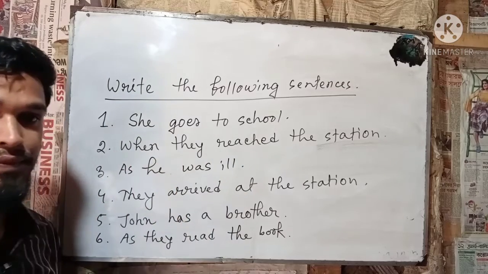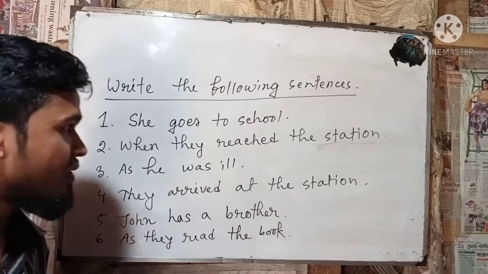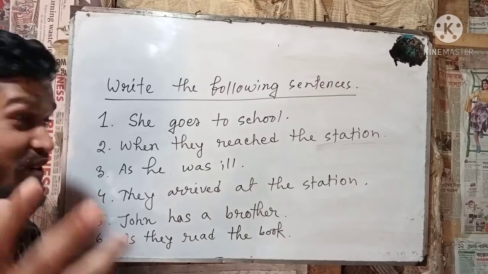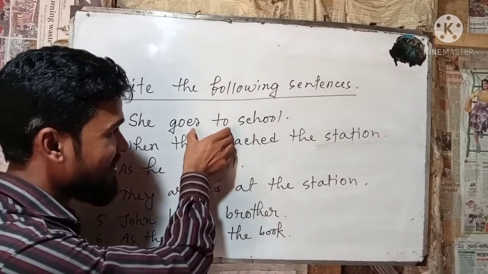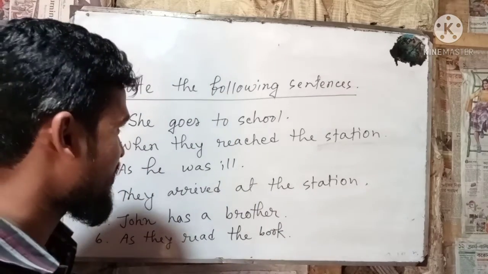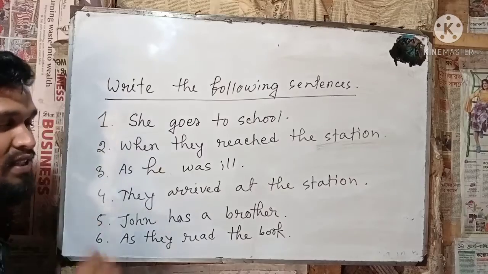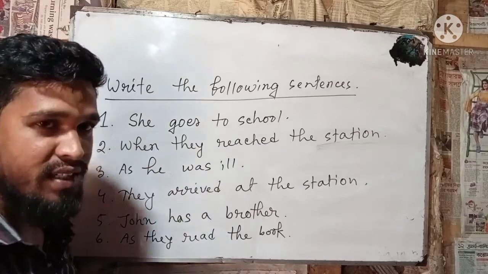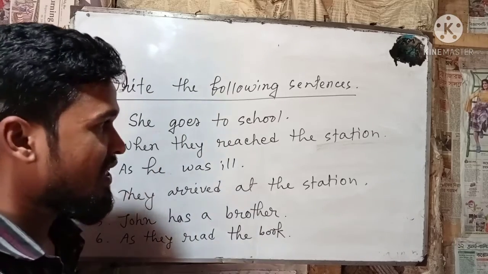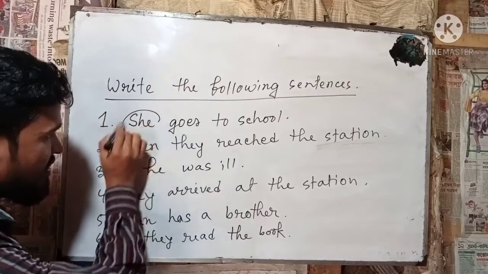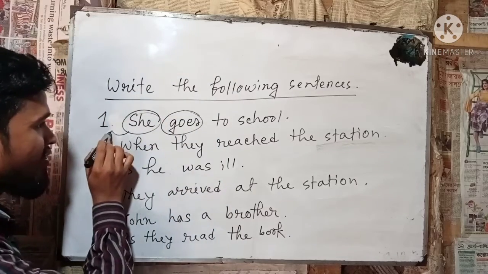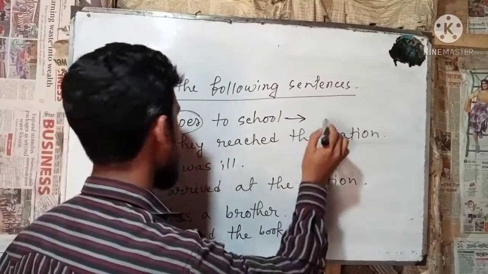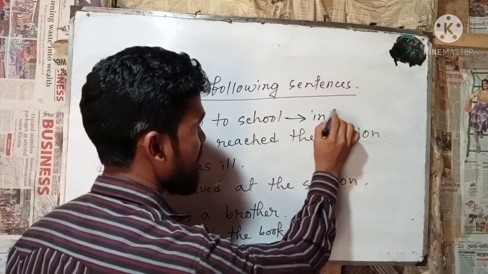She goes to school. Try to understand, please. Is it dependent or independent? I think you will understand. Right. This is an independent clause because there is no subordinating conjunction before the clause, and it makes sense on its own. It doesn't need any extra information. There is a subject, there is a verb, but there is no subordinating conjunction. So this will be an independent clause.